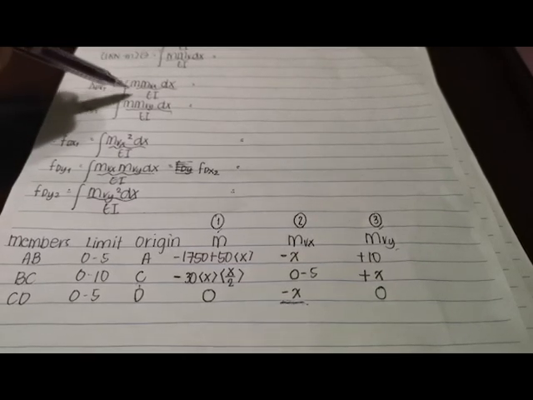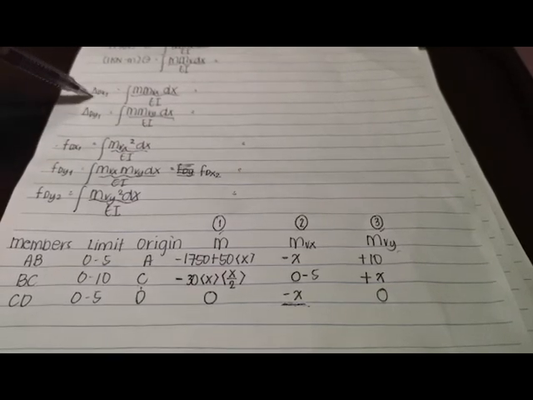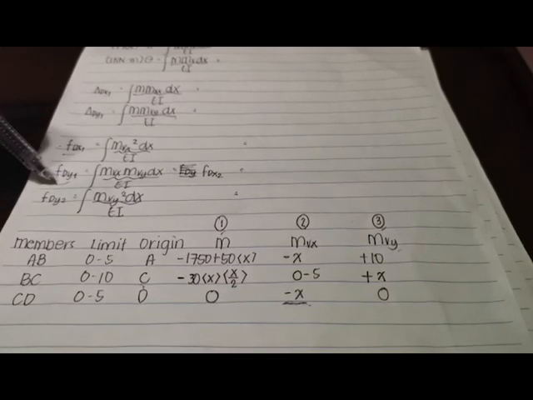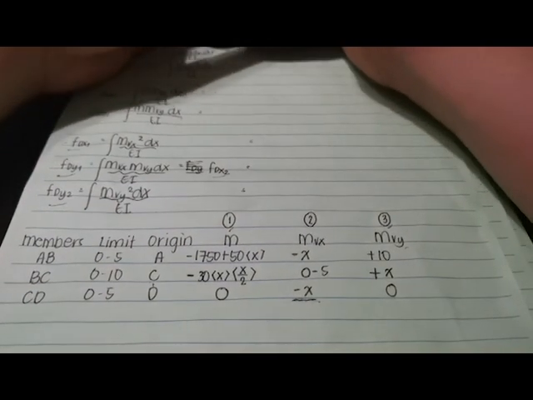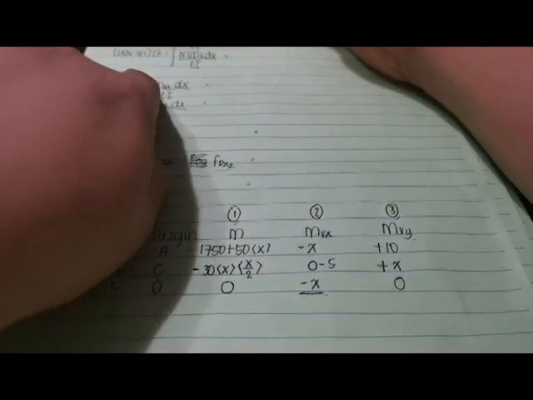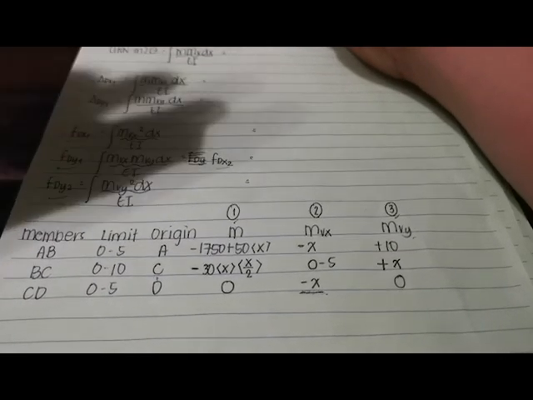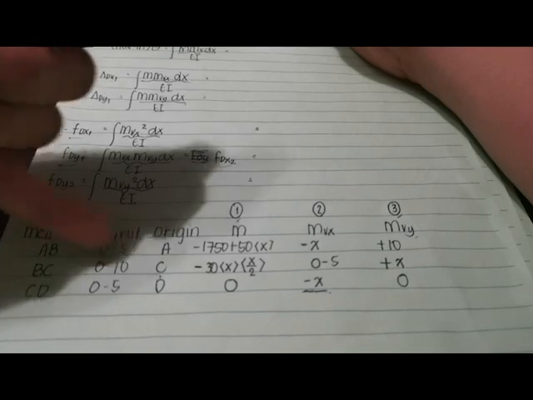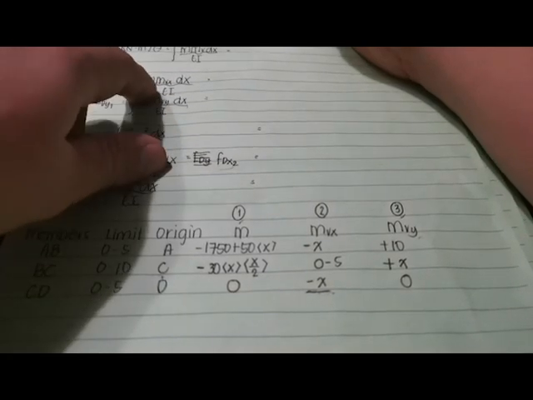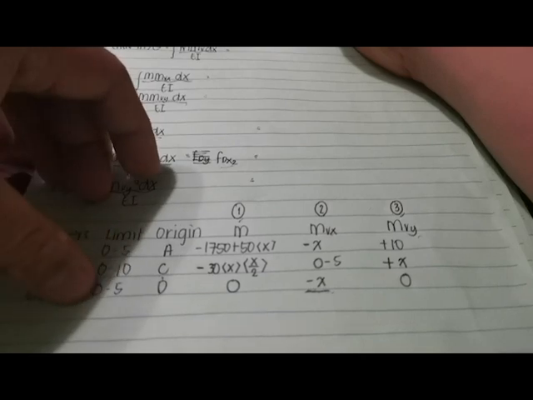If we refer to the following formula, we will be able to solve for delta dx1, delta dy1, f dx1, f dy1, f dx2, and f dy2. So let's input everything using our calculator. For delta dx1, this is equal to the integral of the product of m. What is your m? Don't forget, we are pertaining to the sum of the integral of m multiplied by m vx multiplied by dx over EI of members AB, BC, and CD.